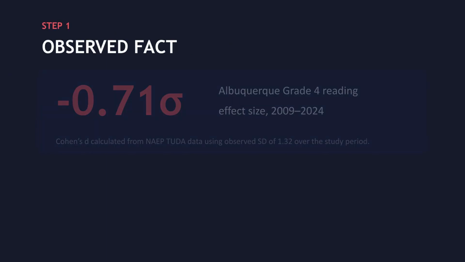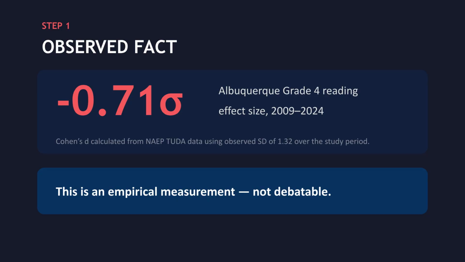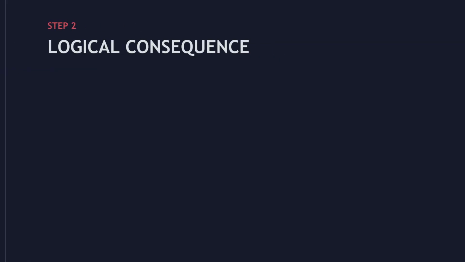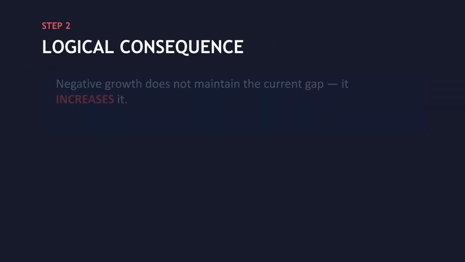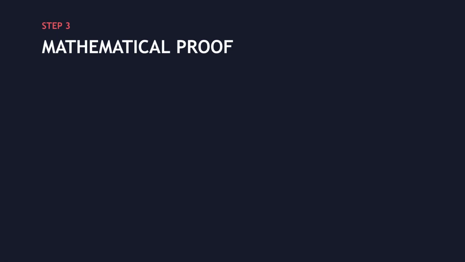Step 1 is the observed fact, an effect size of -0.71 sigma for Albuquerque grade 4 reading between 2009 and 2024. This is a non-debatable empirical measurement calculated from NAEP TUDA data. Step 2 is the logical consequence. Negative growth does not maintain the current gap. It actively increases it. Every 2-year NAEP cycle at -0.71 sigma makes the gap 0.71 standard deviation units larger than it was.